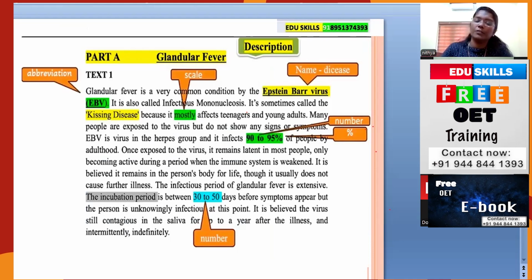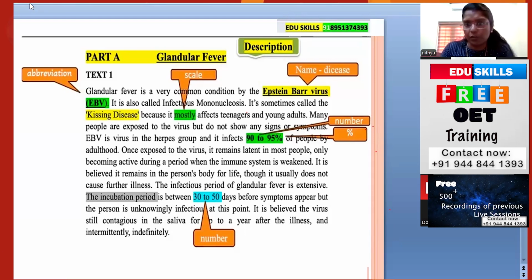Okay, if you have gone through this text, you already got different clues: section headings, negative expressions, names, all these things you got while skimming. Whether you have covered these points or not, I want to know, because in the first line we can see one name, Epstein-Barr virus, the name of the disease. Just check whether you underlined it or not. If you couldn't, underline that portion.